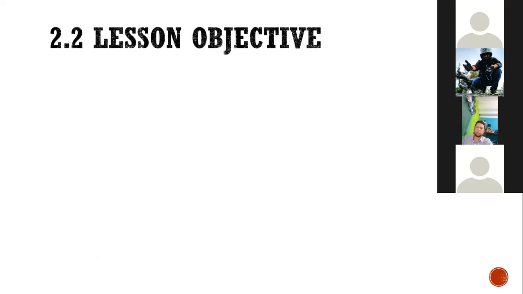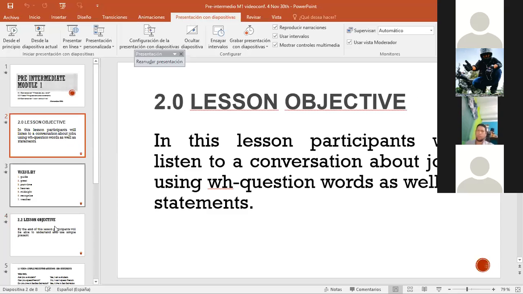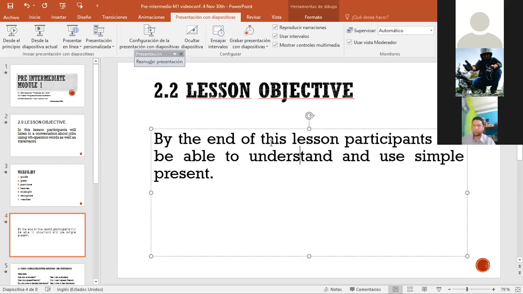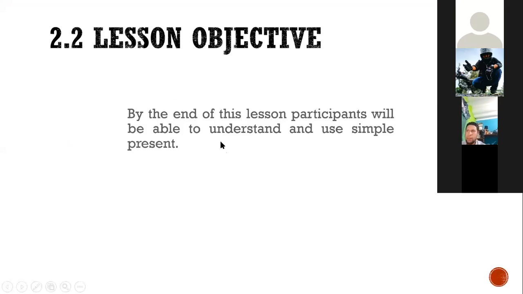Now, let's go to the lesson objective of the grammar, right? Of the second point, right? So, Gerson, can you read the second objective, please? By the end of this lesson, participants will be able to understand and use simple present. Good. Por aquí le faltó una S, ¿verdad? Understand. Vamos a corregirlo. Good. Okay. Thank you, Gerson.